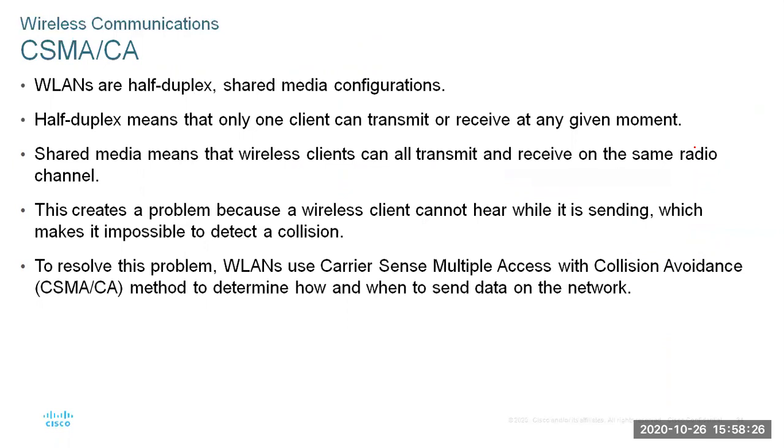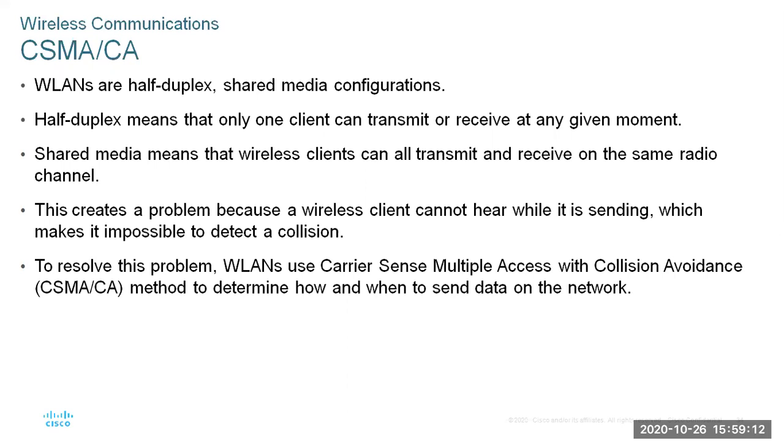Now, the wireless has what we call carrier sense multiple access collision avoidance, while the cable is collision detection. Now, what is it? It's actually a way to avoid traffic collision. All right. So wireless LANs are half duplex shared media configurations. Half duplex means that only one client can transmit or receive at a particular moment. Shared media means that the wireless clients can all transmit and receive on the same radio channel.